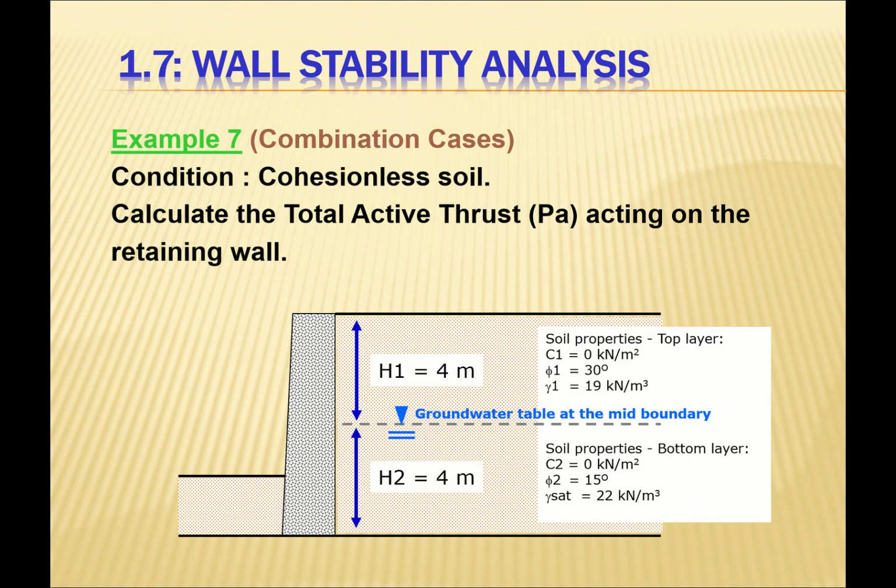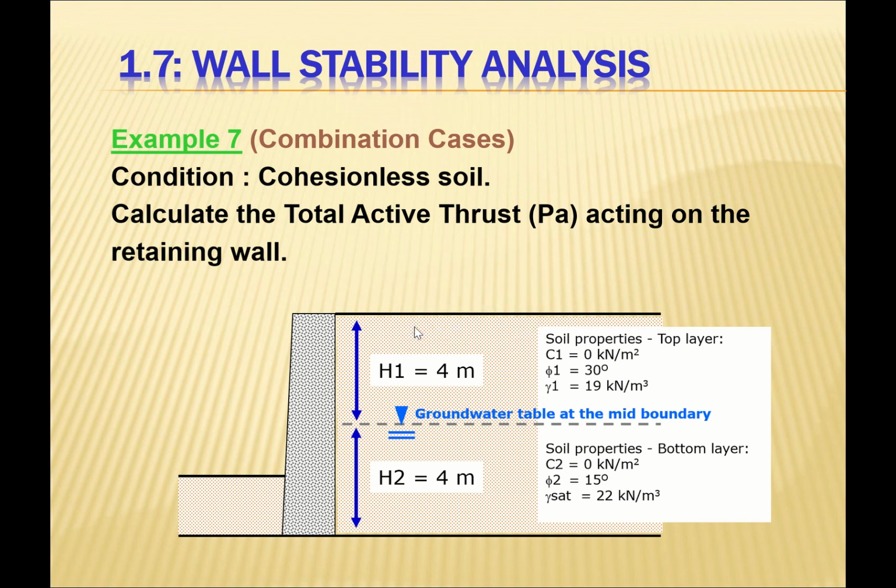Okay, example 7 is the combination case, meaning that just now we were doing 2 layers of soil. You have layer 1 and then layer 2. If you see example 7, it adds another one, which is the groundwater table at the mid boundary. So instead of having a 2-layer case, you have a 2-layer case plus groundwater at the mid boundary. Okay, of course we need to do the calculation for this one.